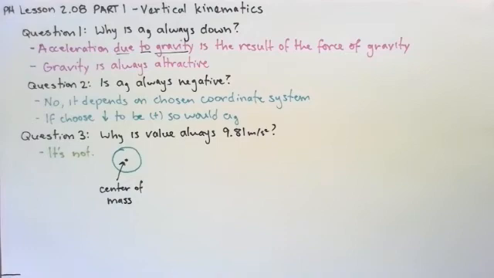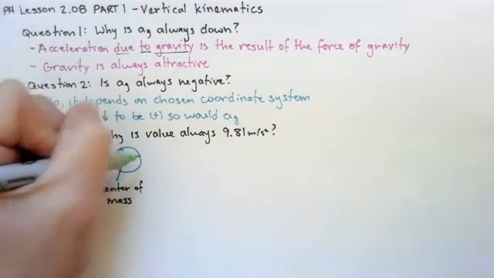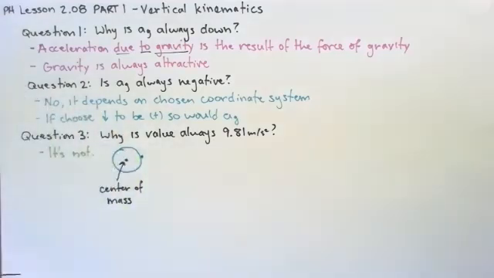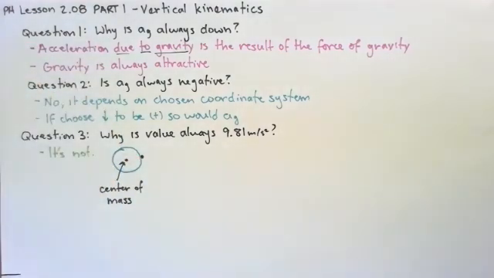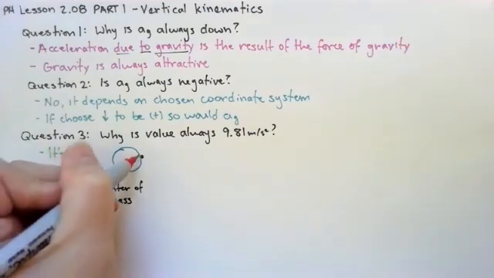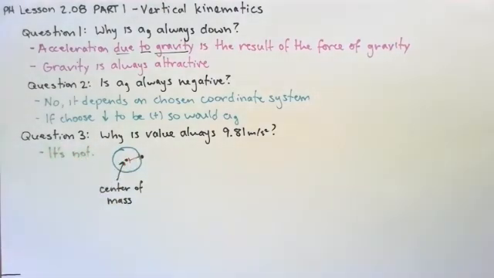Gravity is dependent upon the distance between two objects. So if you are walking along Plum Street, this is you. Let's do it in red. If you're walking along Plum Street, this distance is not going to change.